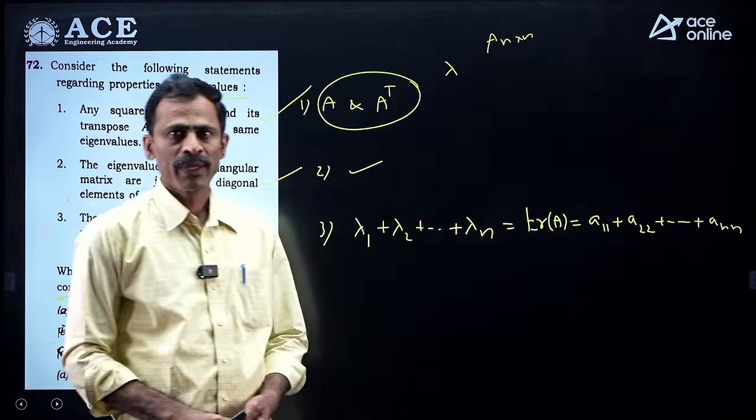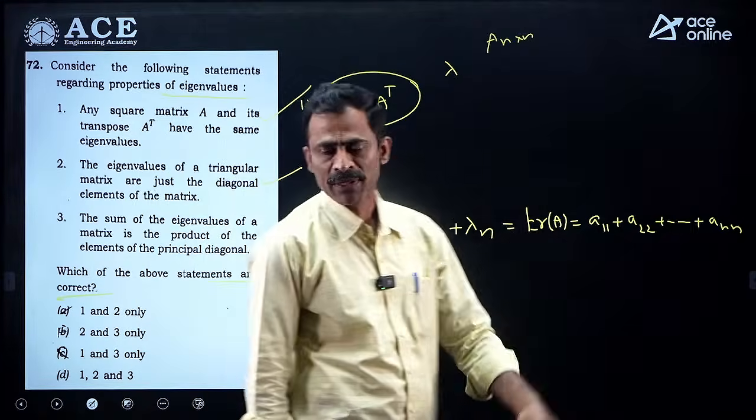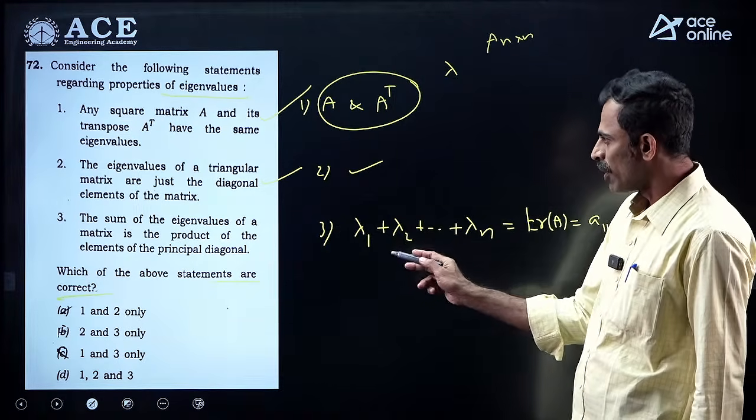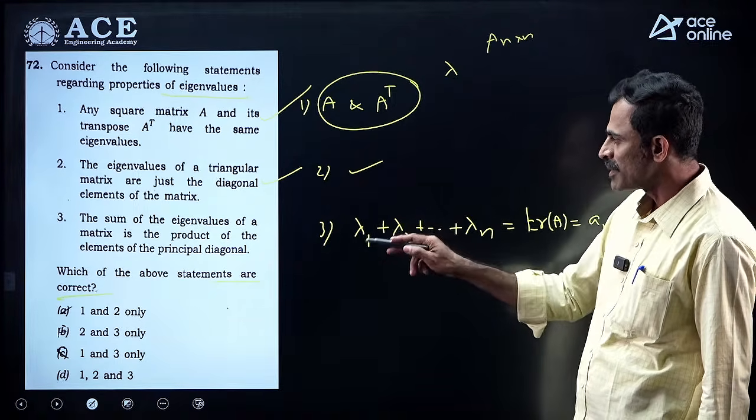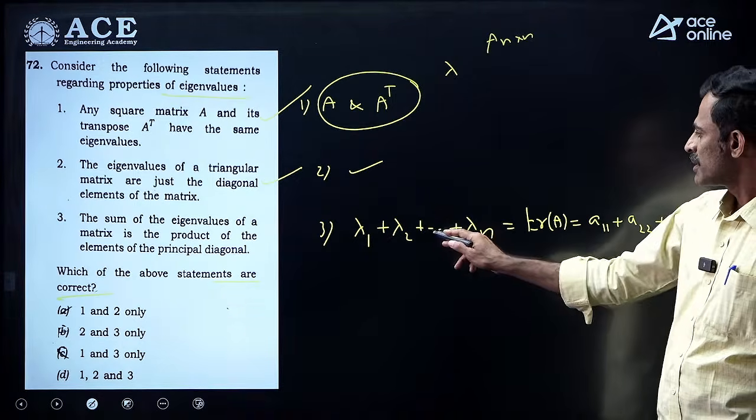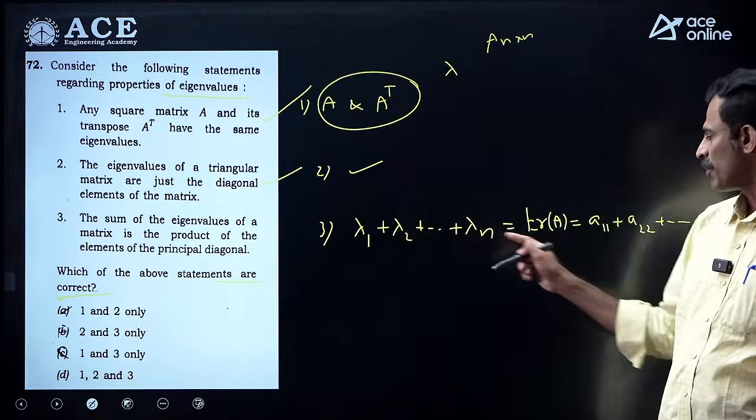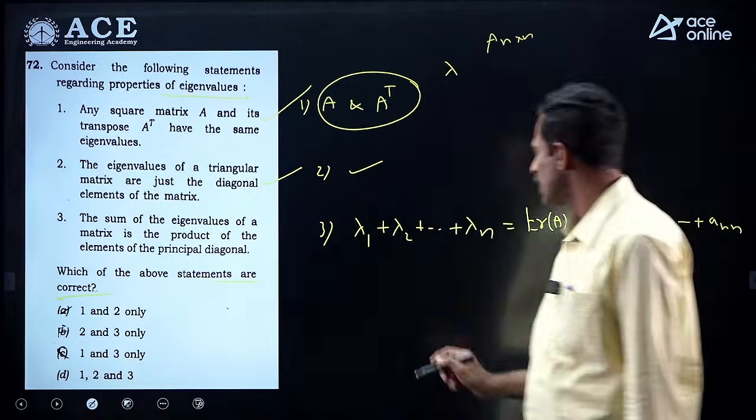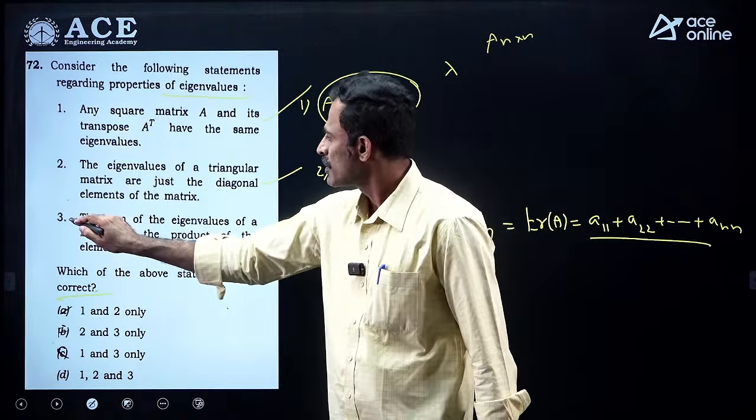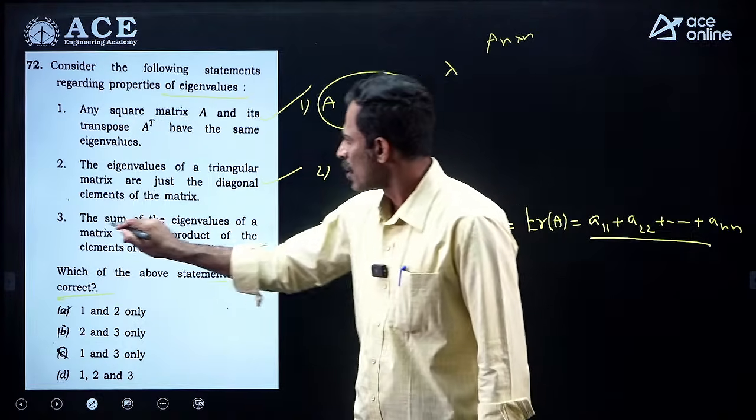It is one of the properties. For any square matrix, the sum of the eigenvalues is always equal to the sum of its diagonal elements. But here what is given? The sum of the eigenvalues of a matrix is equal to the product of the elements of the principal diagonal. The sum of the eigenvalues is not the same as the product of diagonal elements, only the sum of the diagonal elements. That statement is correct, but it is not what is given here. Therefore, this statement is wrong.